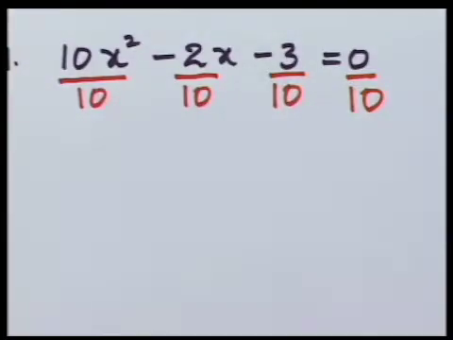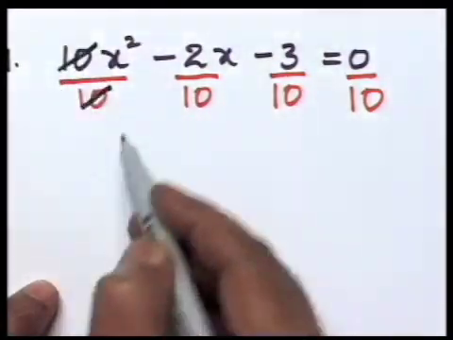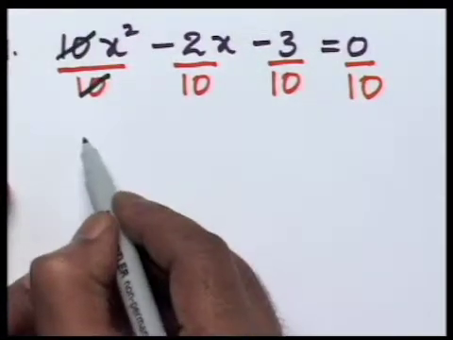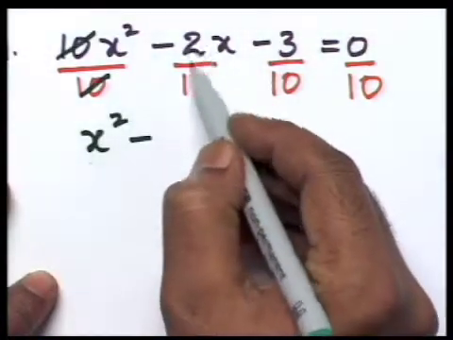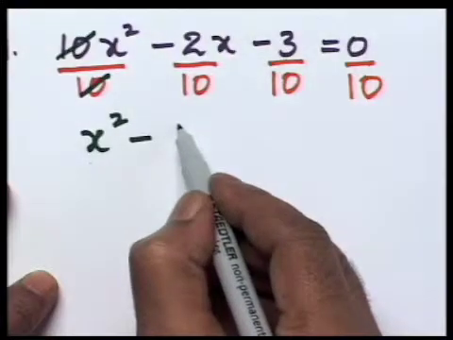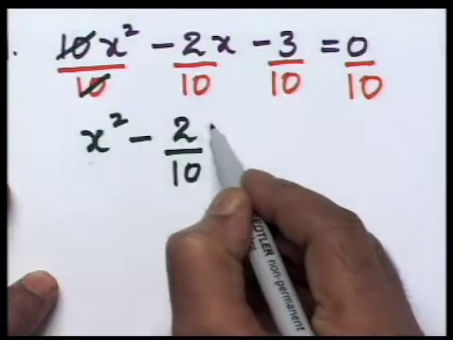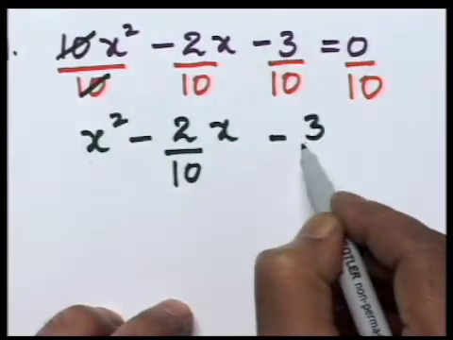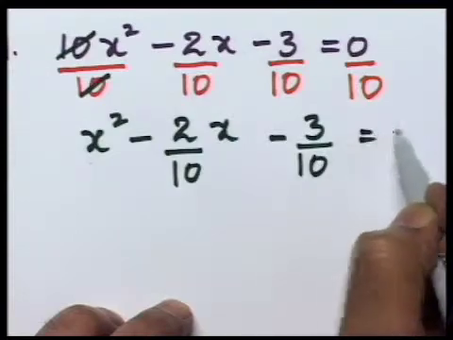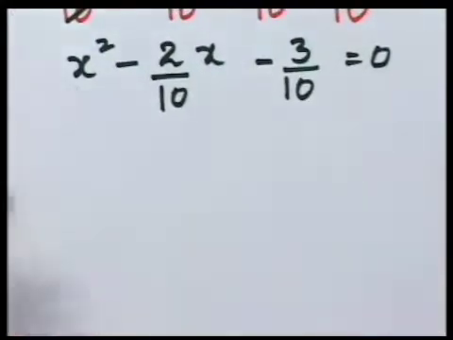Once you complete that, the 10s cancel and you have x squared minus 2 over 10. Now don't write that as 1 over 5, right? I will tell you why in the end. So it's 2 over 10 x minus 3 over 10 equals 0, right? So that is the question now. Now the method that we use is still the same.